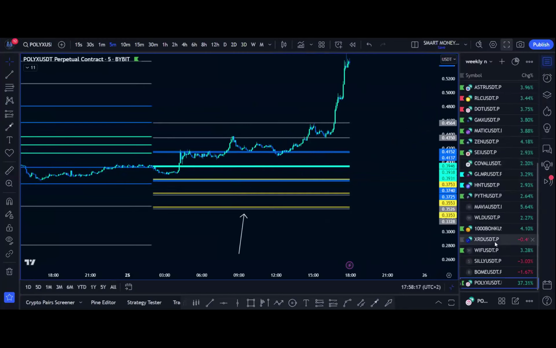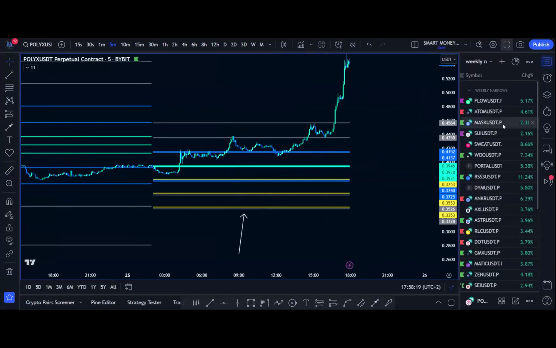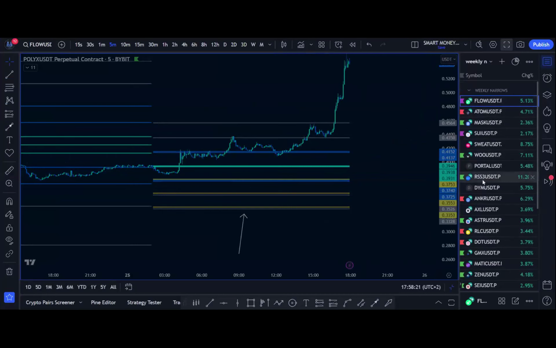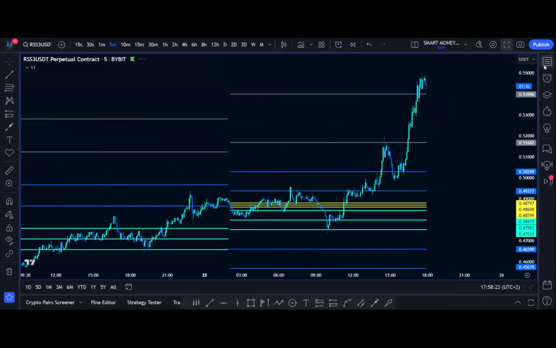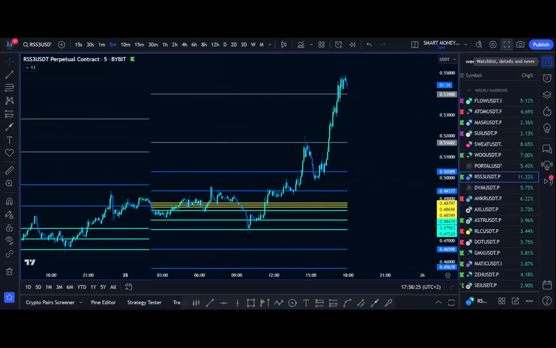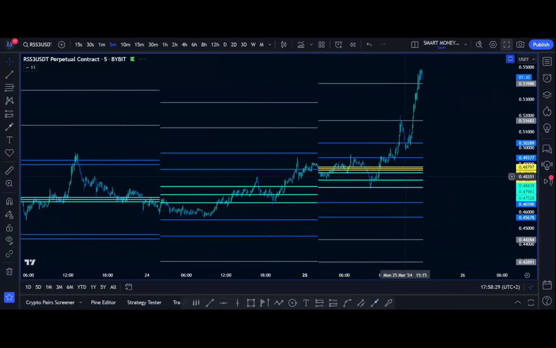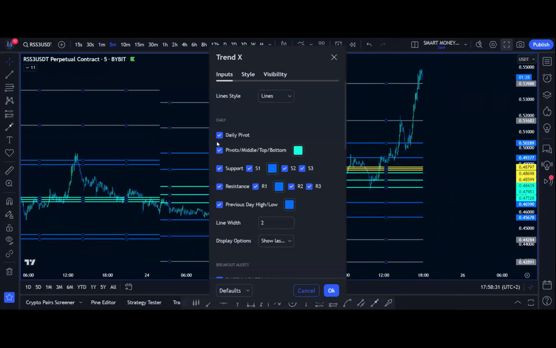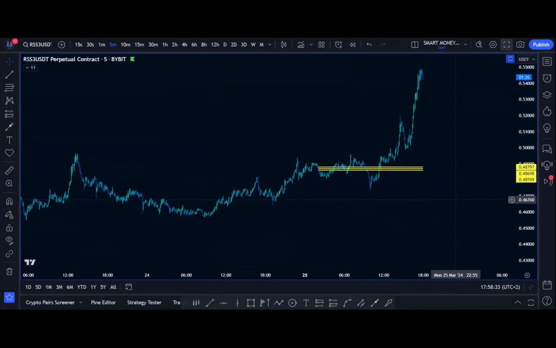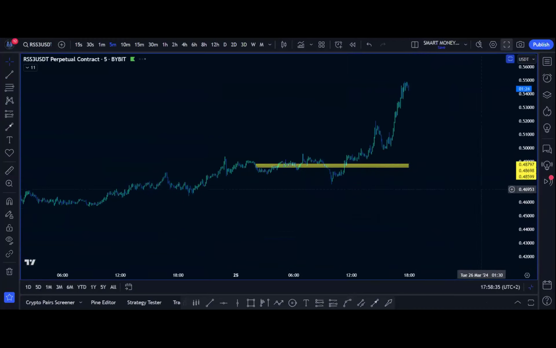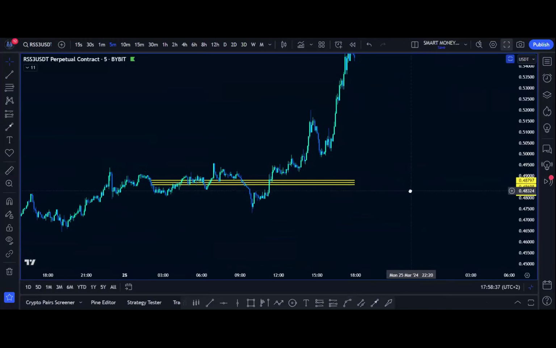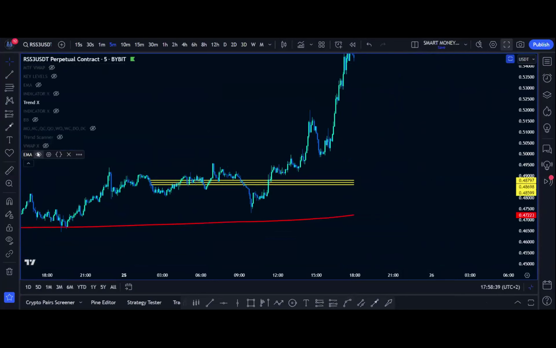Let me get into a few other examples. This was the one that I was looking at this morning that really took off as well. In these examples, I'm not really using the daily as much. You can, but I'm just showing you purely off the weekly. And then in this example, let me turn on the EMA.